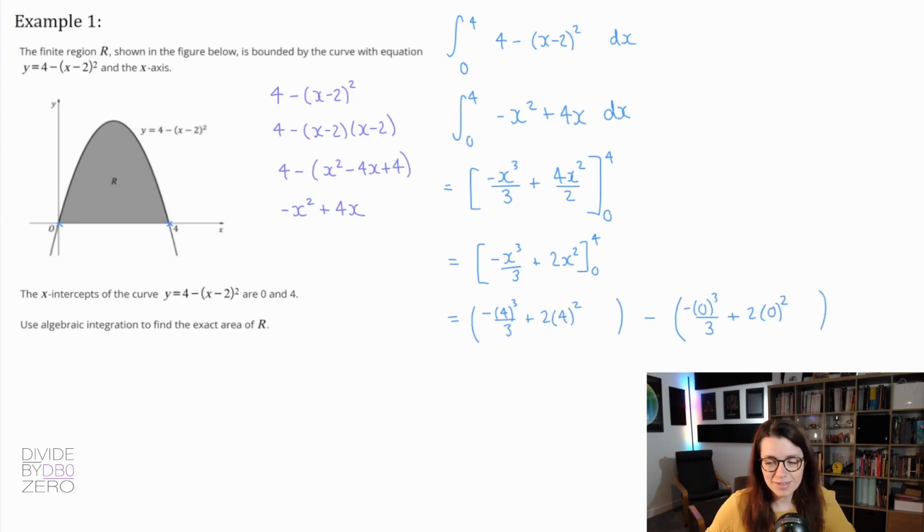Type each bracket into our calculator and we'll get 32 over 3 for the first one and just nothing, or 0, for the second one. So overall, the answer is 32 over 3. Now, because we're talking about an area, we can say 32 over 3 units squared, because we don't know whether this is in centimeters, meters, or whatever, so we just put units squared.